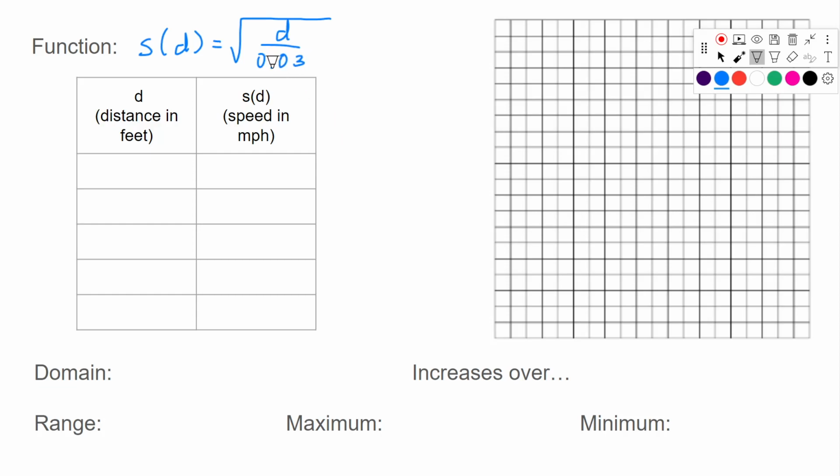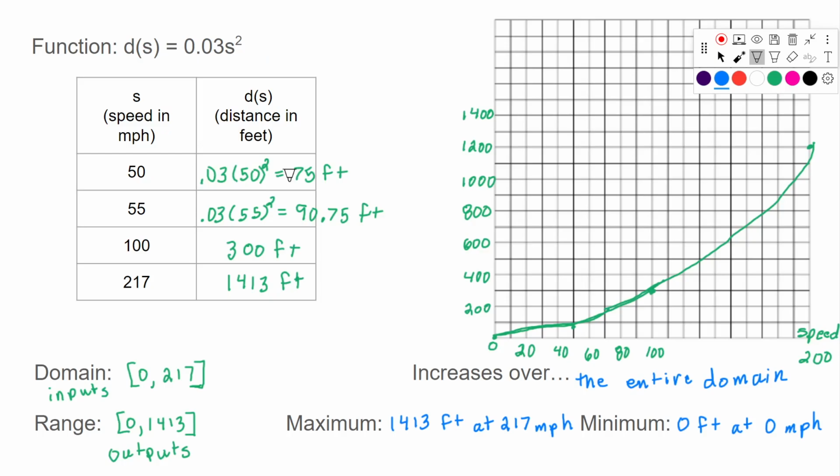But since I already had some values from my table, I am just going to take my previous table and switch the numbers around. So we have 75, 50, 90.75, 55, 300, 100, 14, 13, and 217. So let's go back to my table.